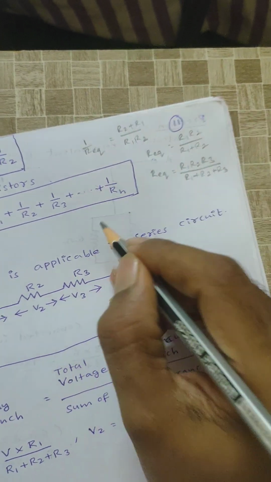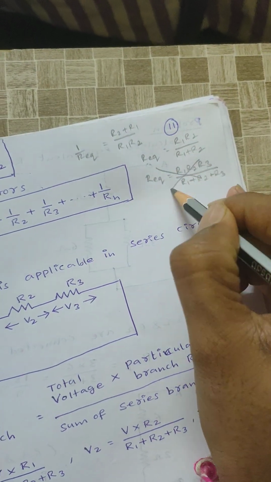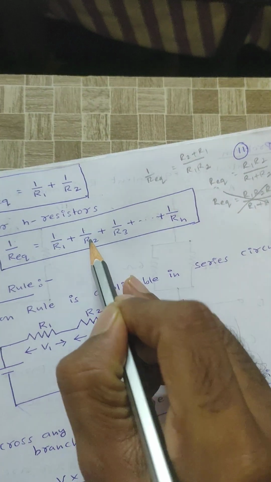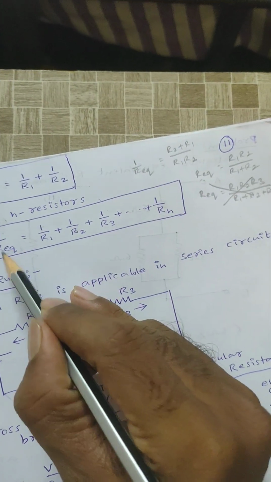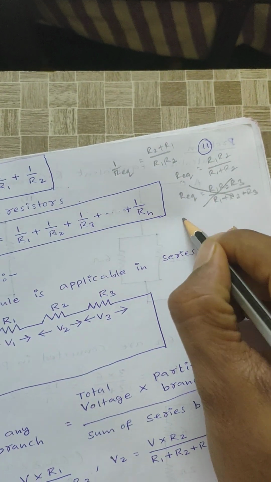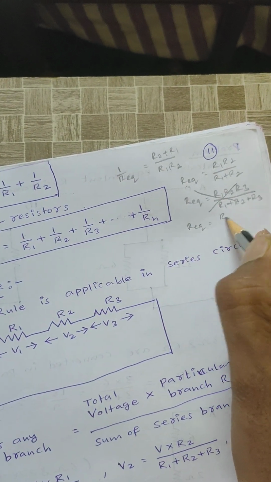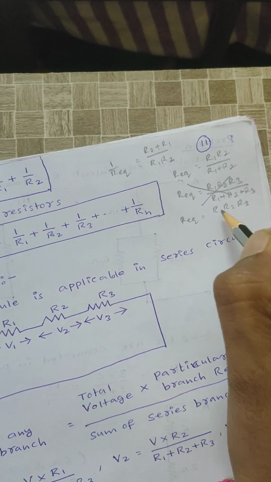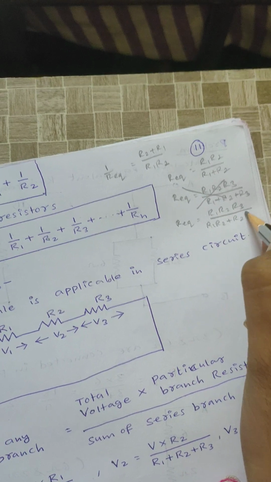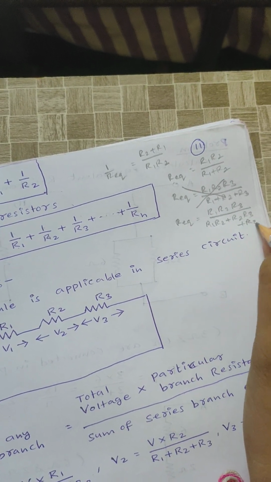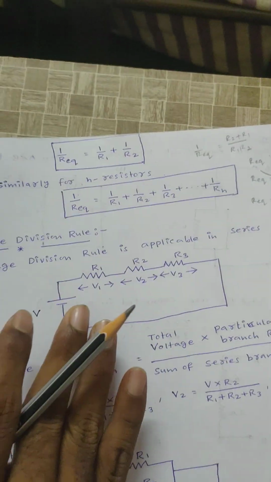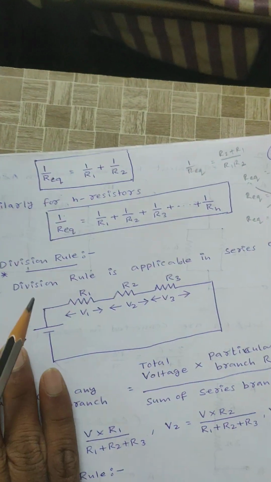Okay, maximum number of students do it like this only. This is absolutely wrong. Okay, why? Because here the 1 by R equivalent formula will be 1 by R1 plus 1 by R2 plus 1 by R3. You need to simplify from this formula for more than 2 elements. If you simplify this for 3 elements, you will get R equivalent equals R1, R2, R3 by R1, R2 plus R2, R3 plus R3, R1. If you simplify this equation, you will get this value for 3 resistors. Okay, that is about equivalent resistance.